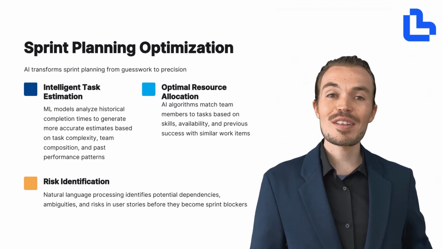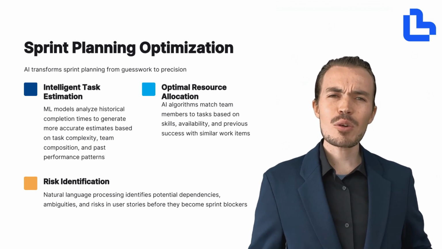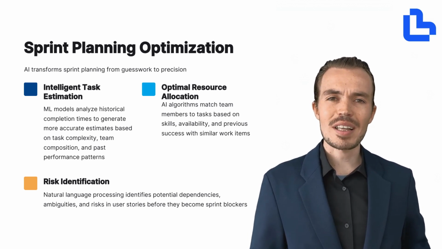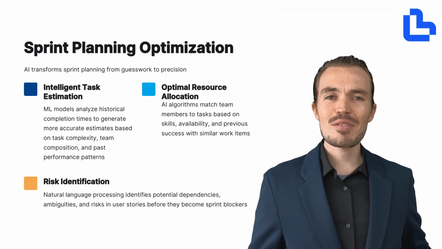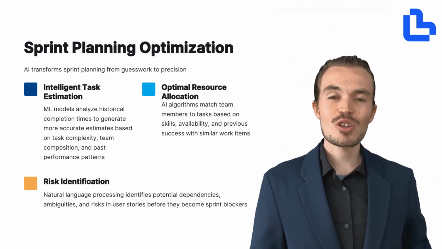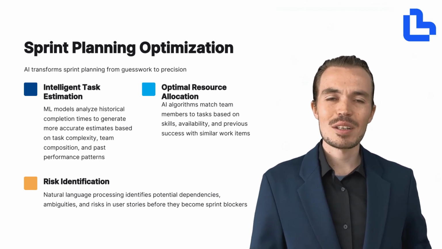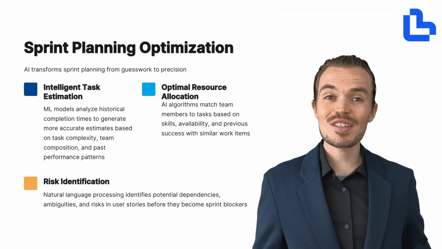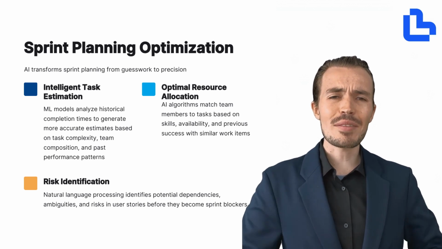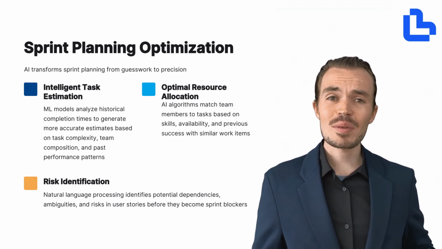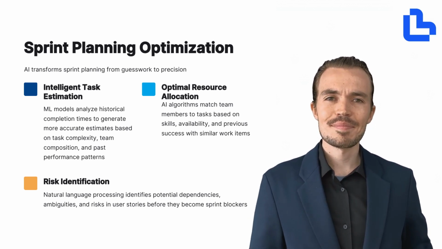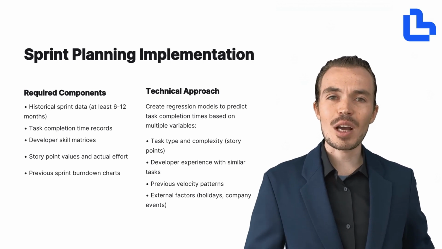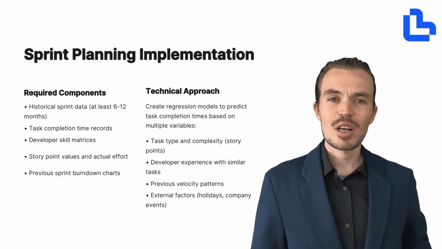Natural language processing can scan users' stories to detect potential dependencies, ambiguities, or risks before they become blockers. This proactive insight allows teams to address issues early rather than reacting to them mid sprint. By integrating these AI capabilities into sprint planning, teams can make smarter decisions, reduce planning time, and increase the likelihood of sprint success.